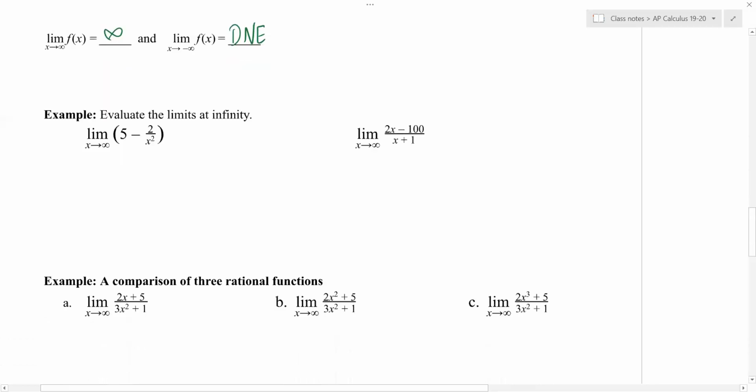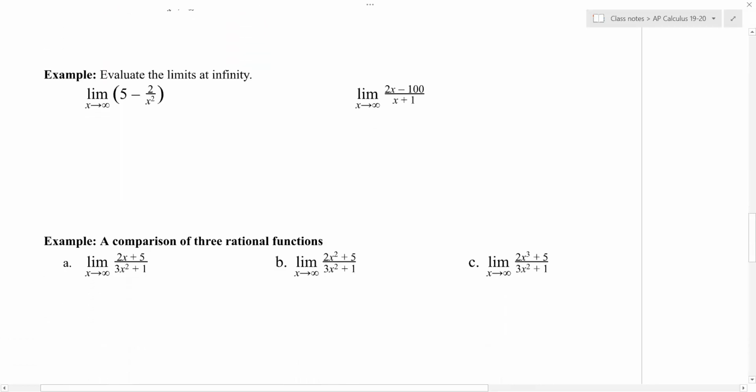Let's look at it from the functions. Limit as x approaches infinity of 5 minus 2 divided by x squared. Well, we have 2 divided by, and we're going to put infinity in our denominator. Infinity squared is just a bigger infinity. So we have 5 minus 2 divided by a really big number.